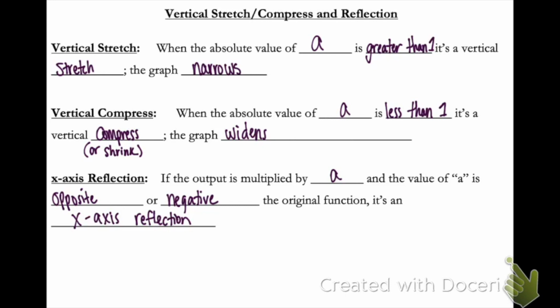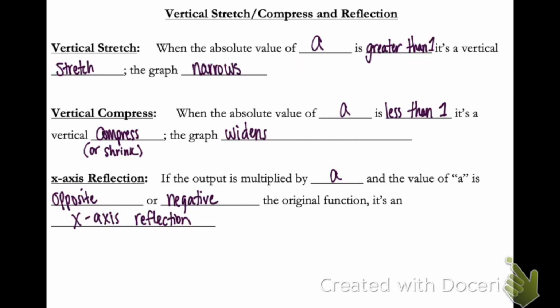Vertical stretch, compress, and reflection. So now we're going to look at vertical stretching. When the absolute value of A is greater than 1, it's a vertical stretch. The graph narrows. So here's an example of a graph looking like it's been narrowed. So we're going to take the top and the bottom and kind of stretch it, and it gets narrower.